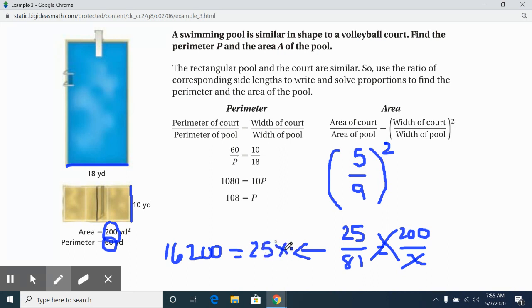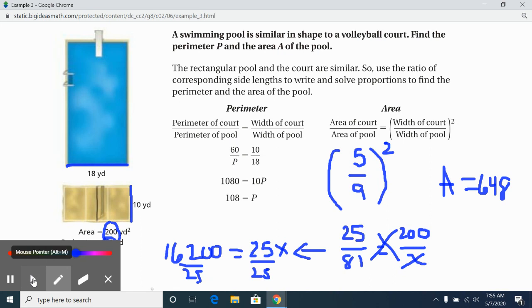Okay, now how do I solve for x? We are going to divide by 25. Divide by 25. All right, so 16,200 divided by 25 is equal to 648. So my area is equal to 648. Okay, so hopefully that makes sense.